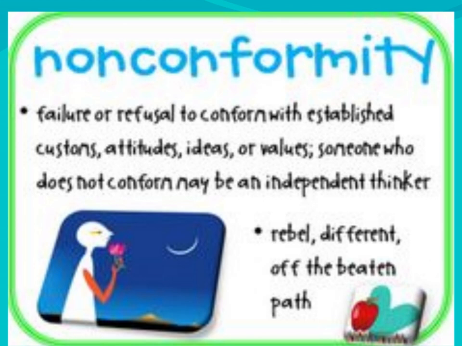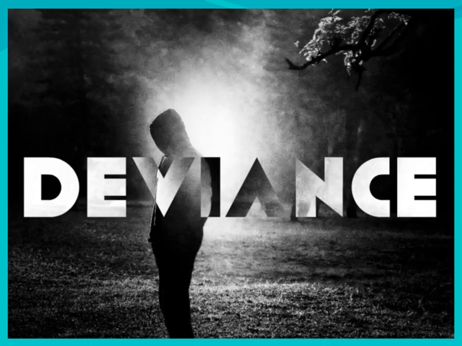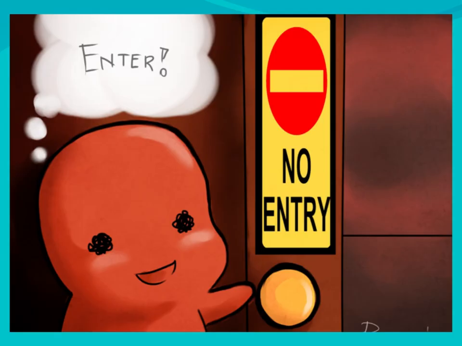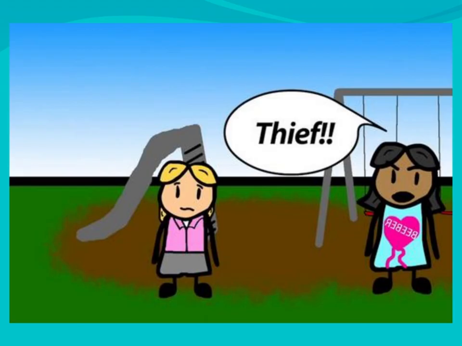Someone who does not conform may be an independent thinker. Example, a rebel, different, off the beaten path. Alright, let's talk about deviance. One of the theories in deviance is that it is when you are alone and a different color among those green apples. When you are thinking of the opposite when it is not supposed to be. And breaking morality, values, and law.